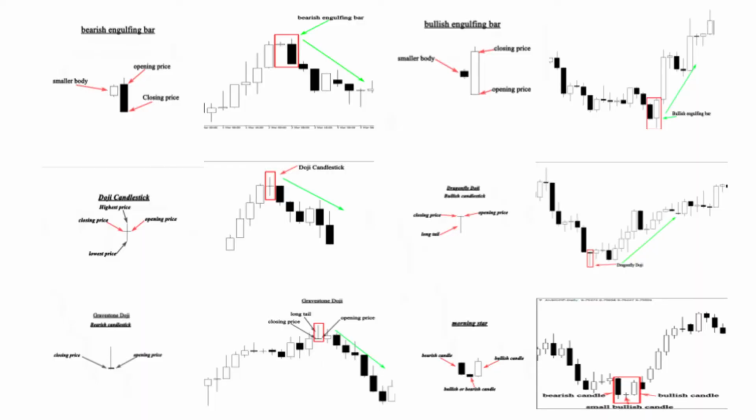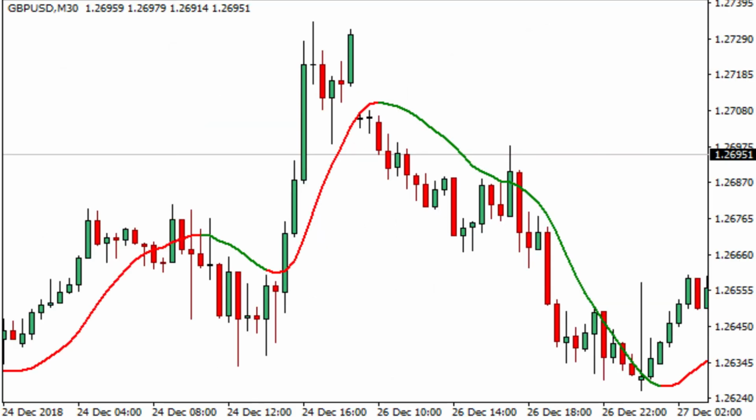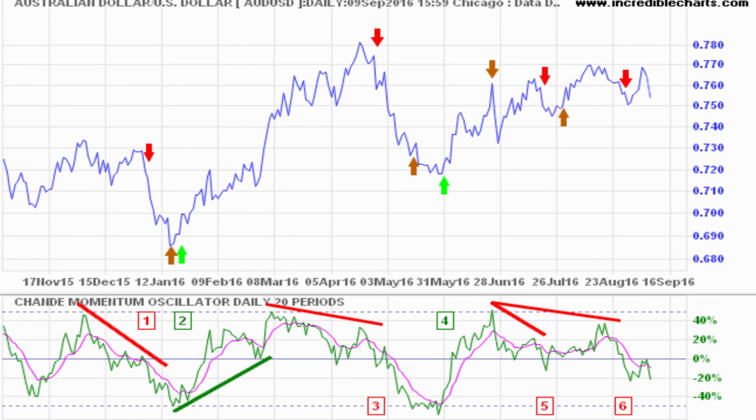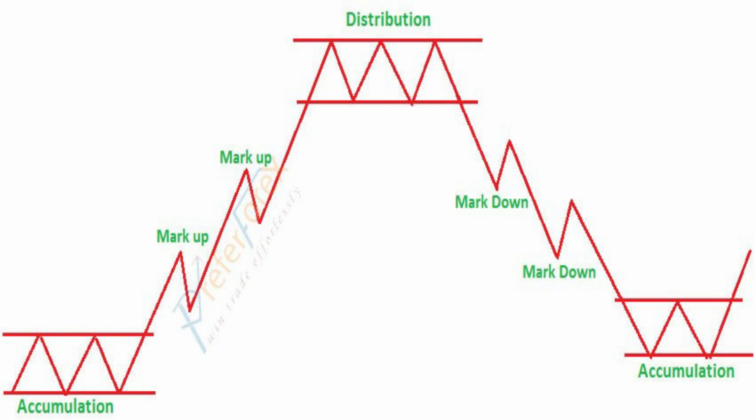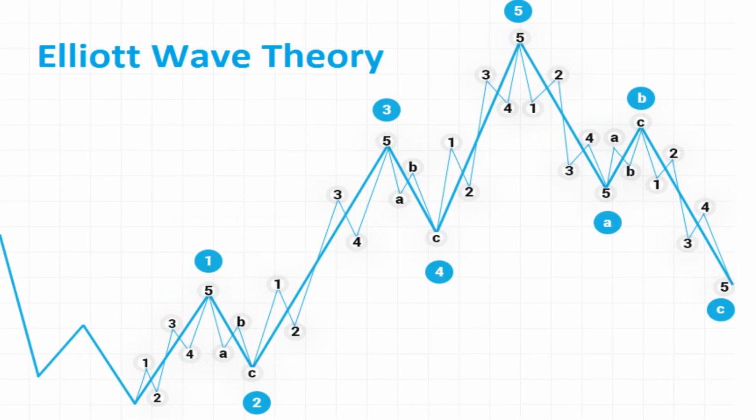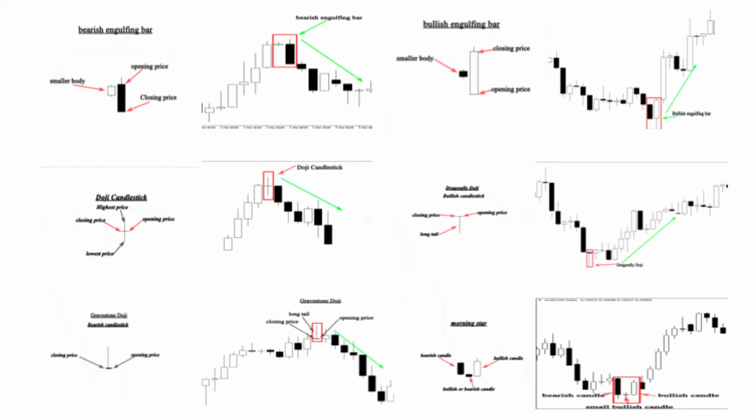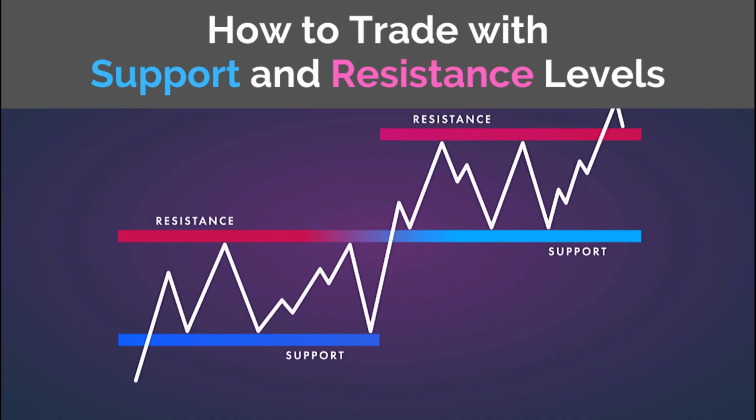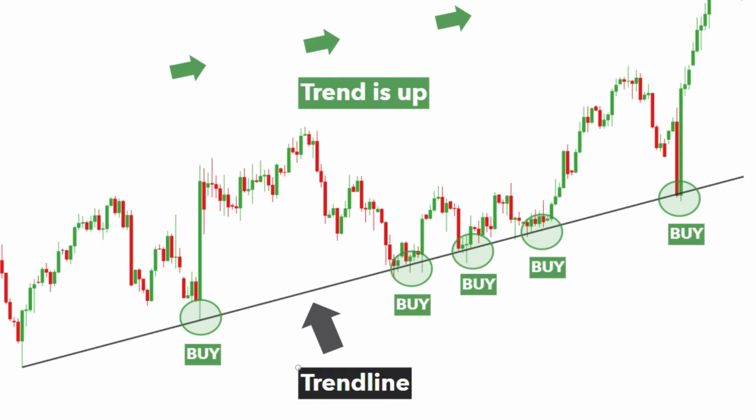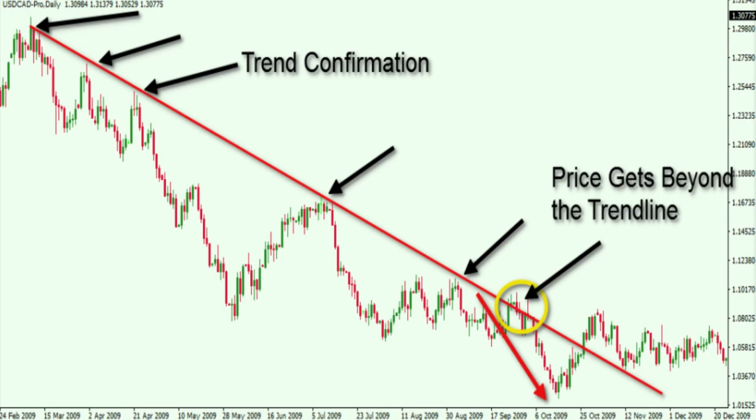Candlesticks are flexible. They can be used alone or in combination with technical analysis tools such as moving averages or momentum oscillators. They can also be used with methods such as the Dow theory and Elliott's wave theory. Candlesticks can be used mainly with supports and resistances, trend lines, and other technical tools that we will discover in the following chapters and videos.